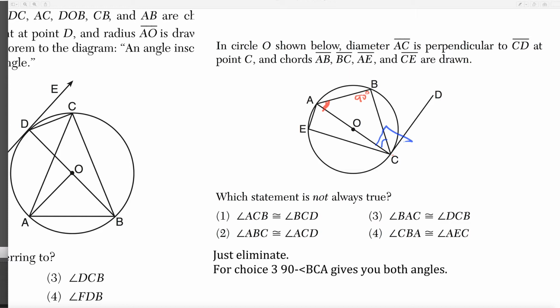BCA is shared by both. What's that called when you're doing a proof, when the same piece is in both? Something like subtraction, partially. I don't plan for them to get this right unless it's a very advanced group. I would just say I want you to eliminate those two.